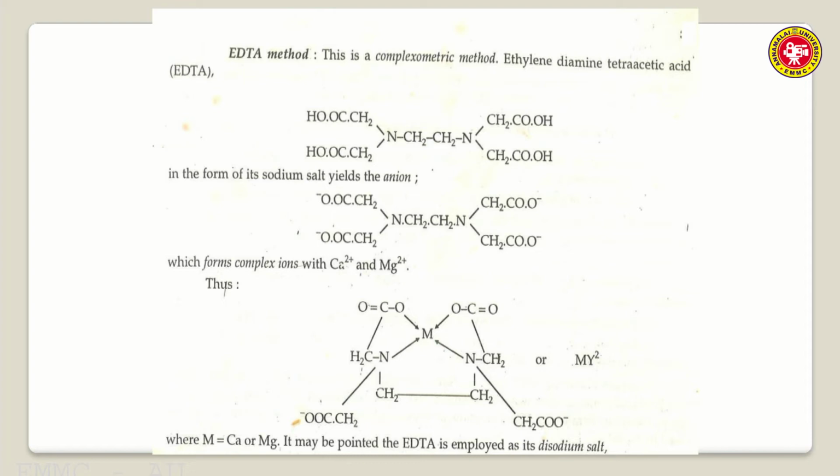What metal ions are present in our hard water? Calcium 2+ and magnesium 2+. So in this way the metal ion is complexed by EDTA. The 2 nitrogens and 2 oxygens will contribute their lone pairs, and that will bind the metal ion, namely calcium 2+ and magnesium 2+.